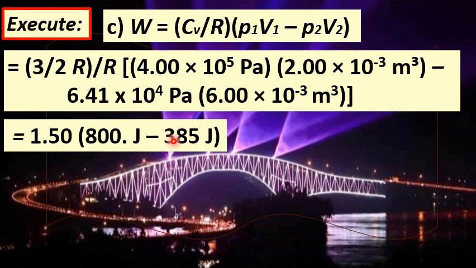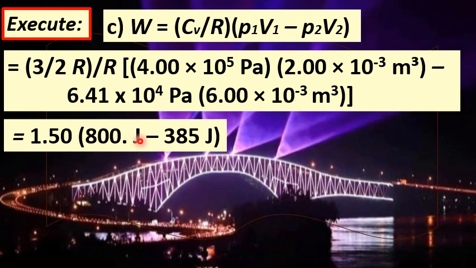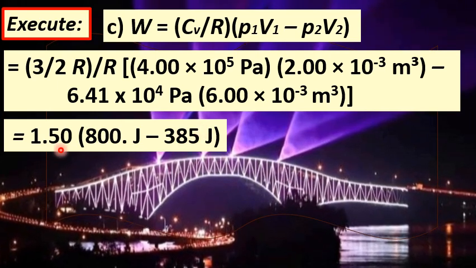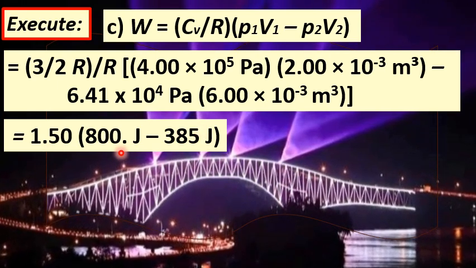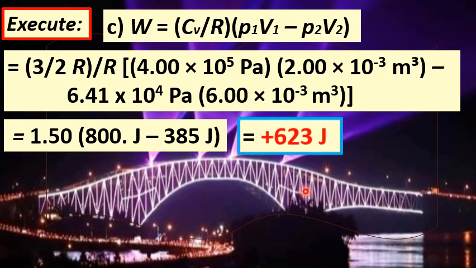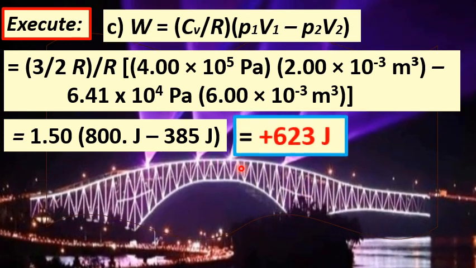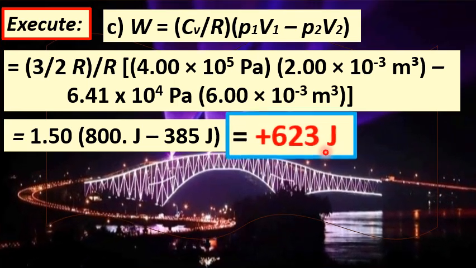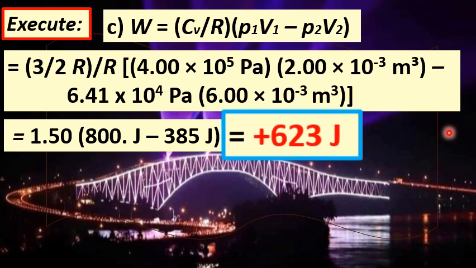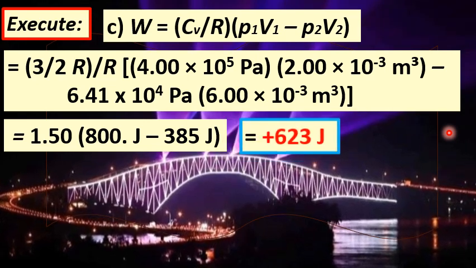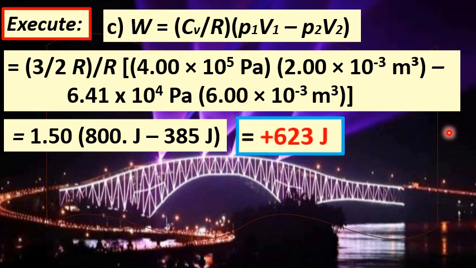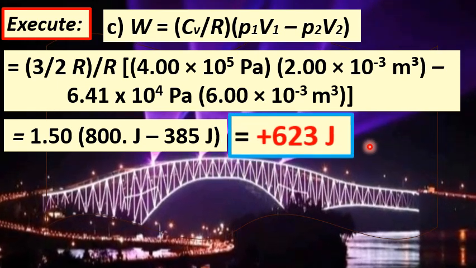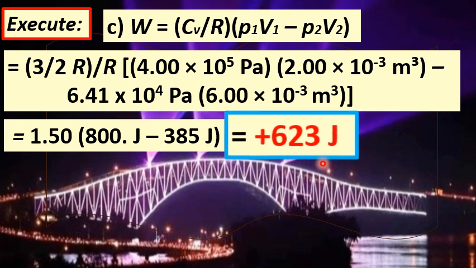And these two quantities will be subtracted, and then the result will be multiplied by 1.50. That is, we get the value for the work done equal to positive 623 joules, also in 3 significant figures. This means that the amount of work done by the gas as it expands is equal to positive 623 joules.